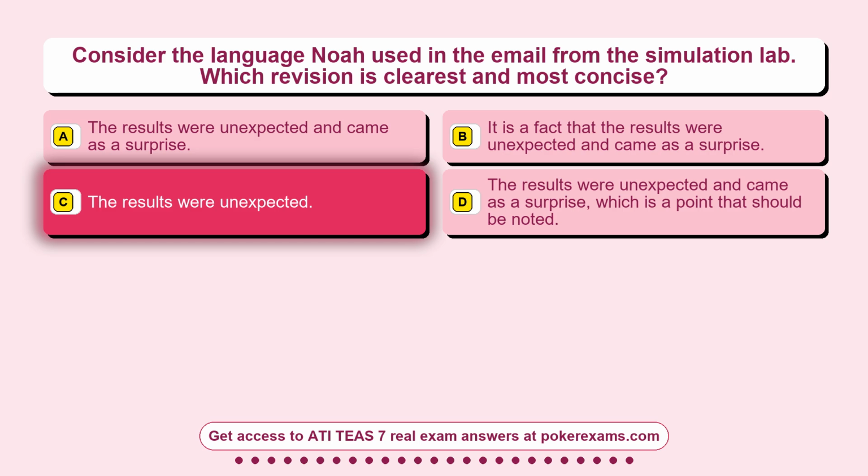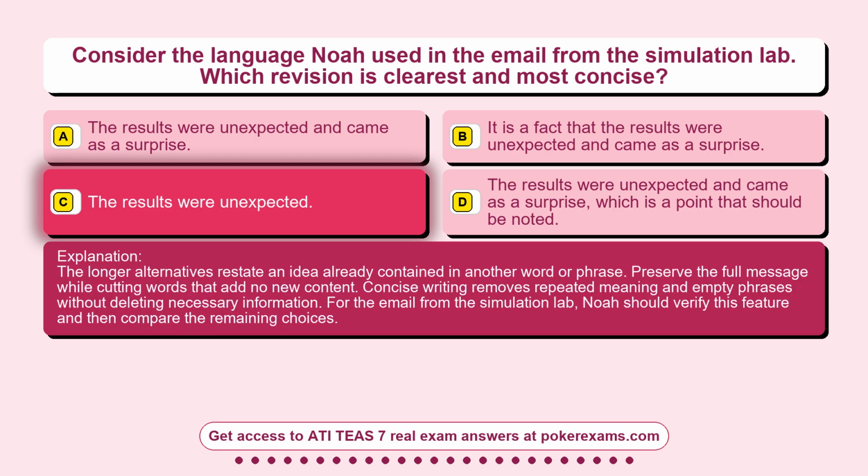The results were unexpected. The longer alternatives restate an idea already contained in another word or phrase. Preserve the full message while cutting words that add no new content. Concise writing removes repeated meaning and empty phrases without deleting necessary information. For the email from the simulation lab, Noah should verify this feature and then compare the remaining choices.